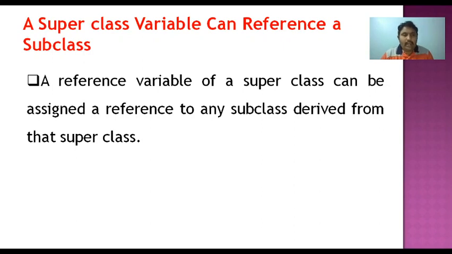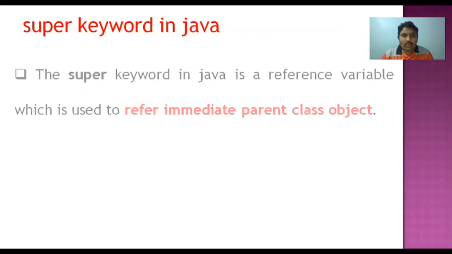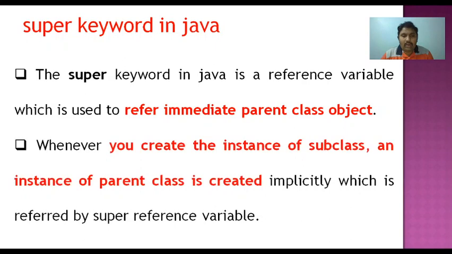Next topic in our inheritance topic is the super variable. So what is the super variable? From the subclass you can refer to your superclass variables and methods. For that we can use the keyword called super. This super keyword is nothing but a reference to the immediate parent class object.